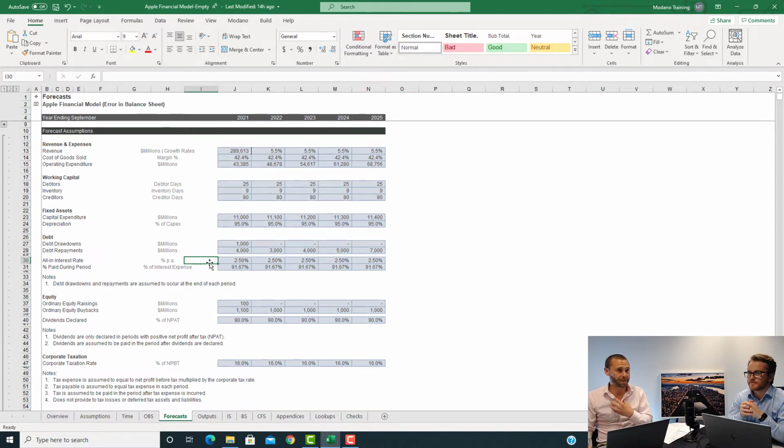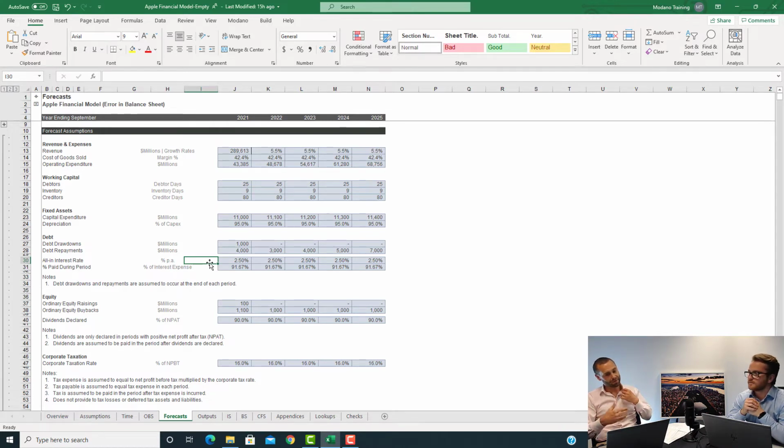So for debt, we've put our all-in interest rate in at 2.5%, and we've said, let's assume that 91.67%, which is 11/12, is paid during the period. So that's how we've done that. You see that debt drawdowns and repayments are assumed to occur at the end of each period. That's just a simplification here. That means we can take the opening debt balances, multiply by the all-in interest rate, and that'll give us our interest expense for each period.